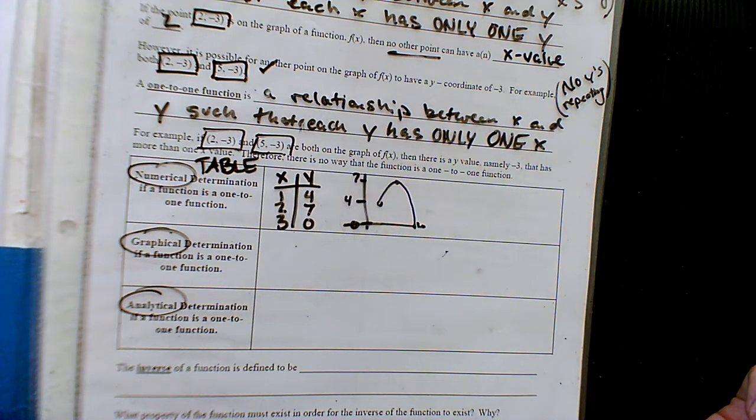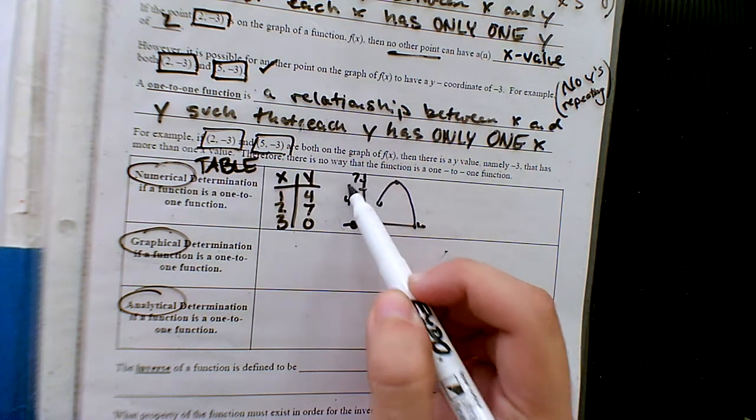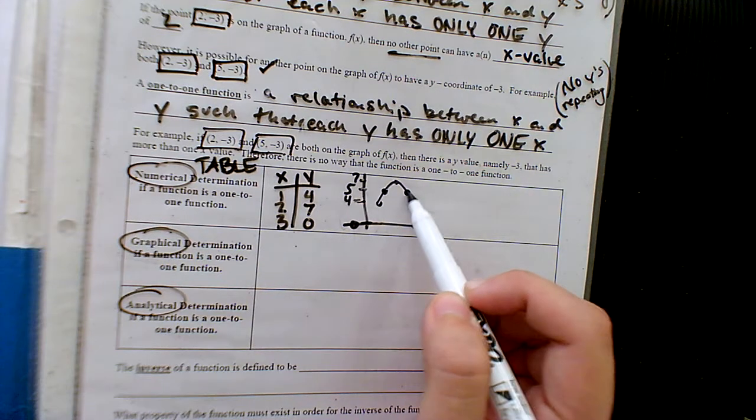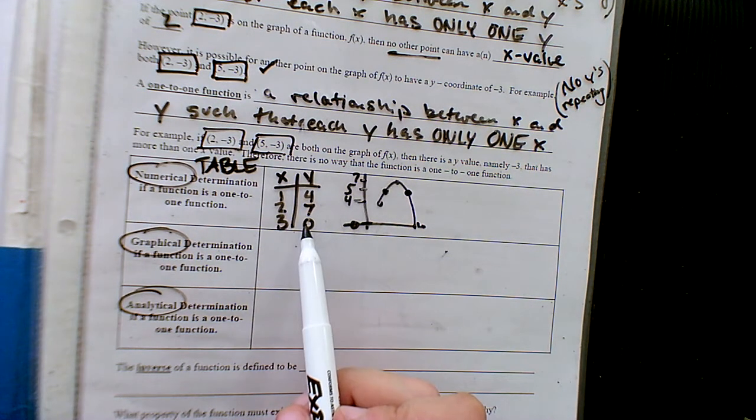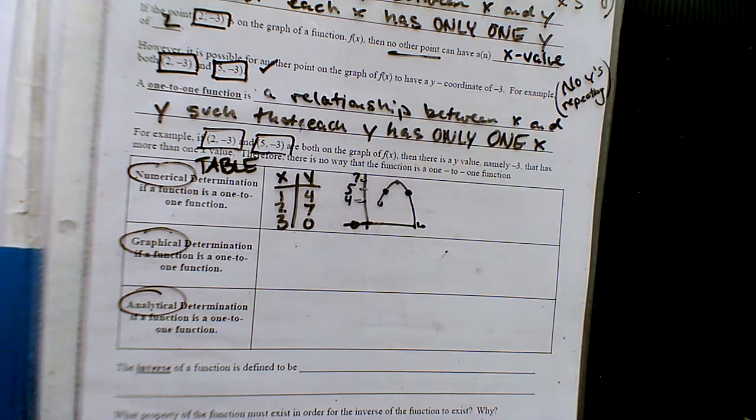Do you have a repeating y value somewhere? Yeah, anywhere between 4 and 7. Like if I pick 5, notice how that y value shows up twice, even though it's not necessarily written in the table. You see that? So tables can be tricky.